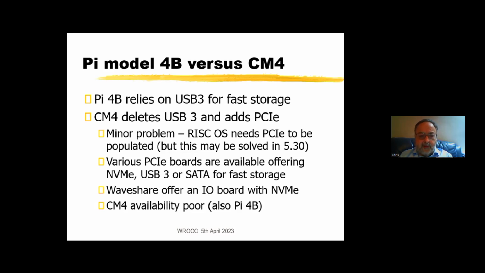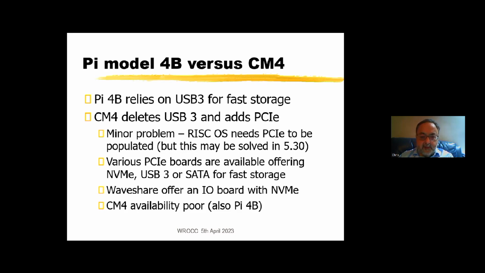But because the Pi 4B has got a PCI Express bus connected to USB 3 sockets, RISC OS assumes that the PCIe is populated with something and falls over if it isn't. But it looked at first as if it just falls over on the Compute Module 4. It was only when we realised that you could plug anything you like into the PCI Express socket, and RISC OS would think, oh, there's something there, that's all right, and start up okay. This might get solved in 5.30, but there's a workaround that you just need to plug something into the slot on the I/O board.